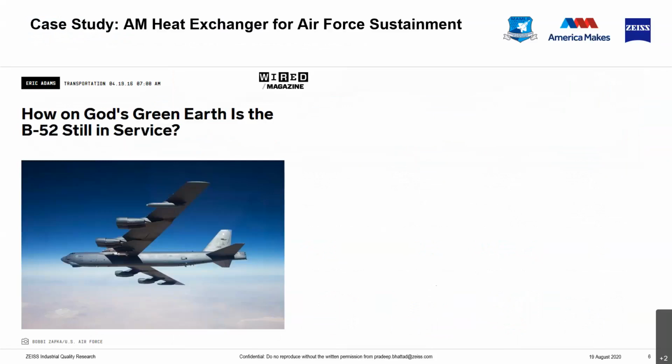So a few years ago, there was an article in Wired magazine talking about how you can keep these old planes in service all the way to 2050, because that's what the Air Force Sustainment Program wants to do, especially when the manufacturing bases have been either closed or moved out, because these are fairly old aircraft. At the same time, making one-off parts is extremely expensive.